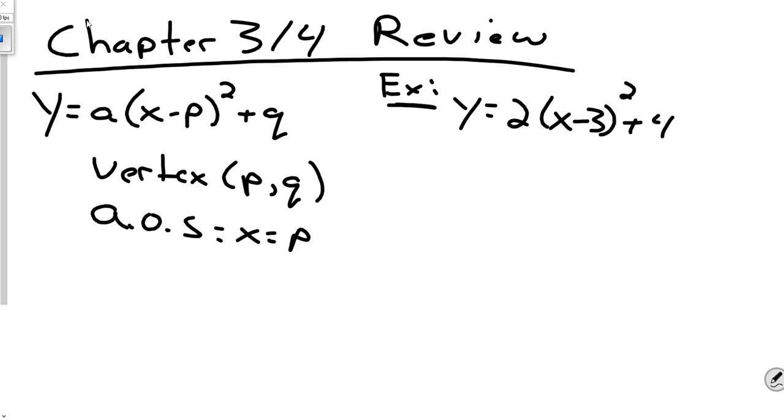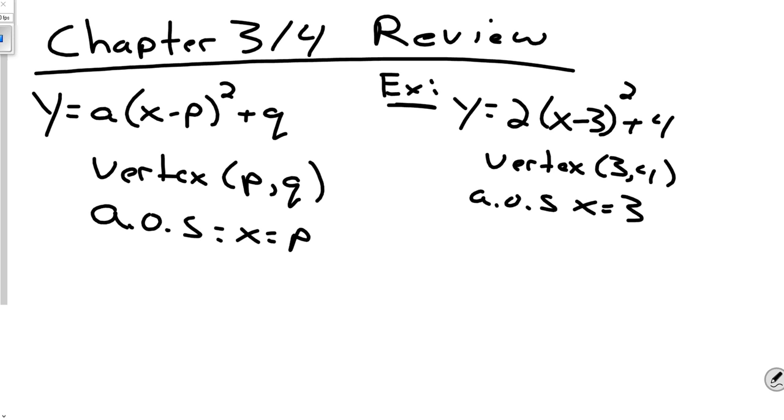So, from my vertex for this one, positive 3 and 4. You have to change the sign on the p-value. And then my axis of symmetry is just x equals 3.